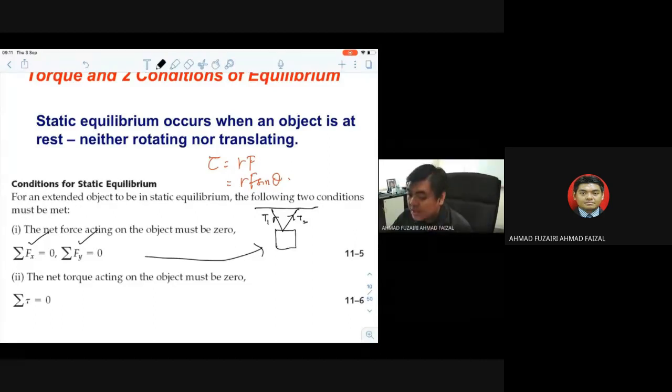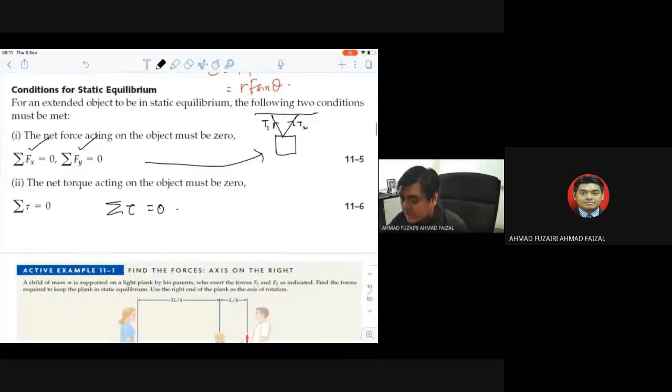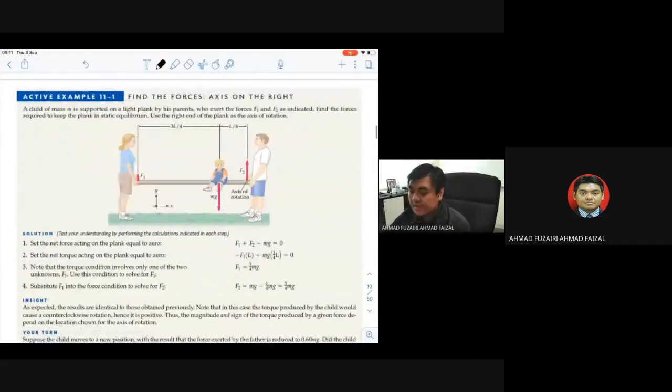So this is represented by Fx equals 0 and Fy equals 0. But when we apply torque to the situation, we should also involve the summation of torque equals 0. So right now, apart from Fx equals 0 and Fy equals 0, you now have the summation of torque equals 0. So let's look at the situation.